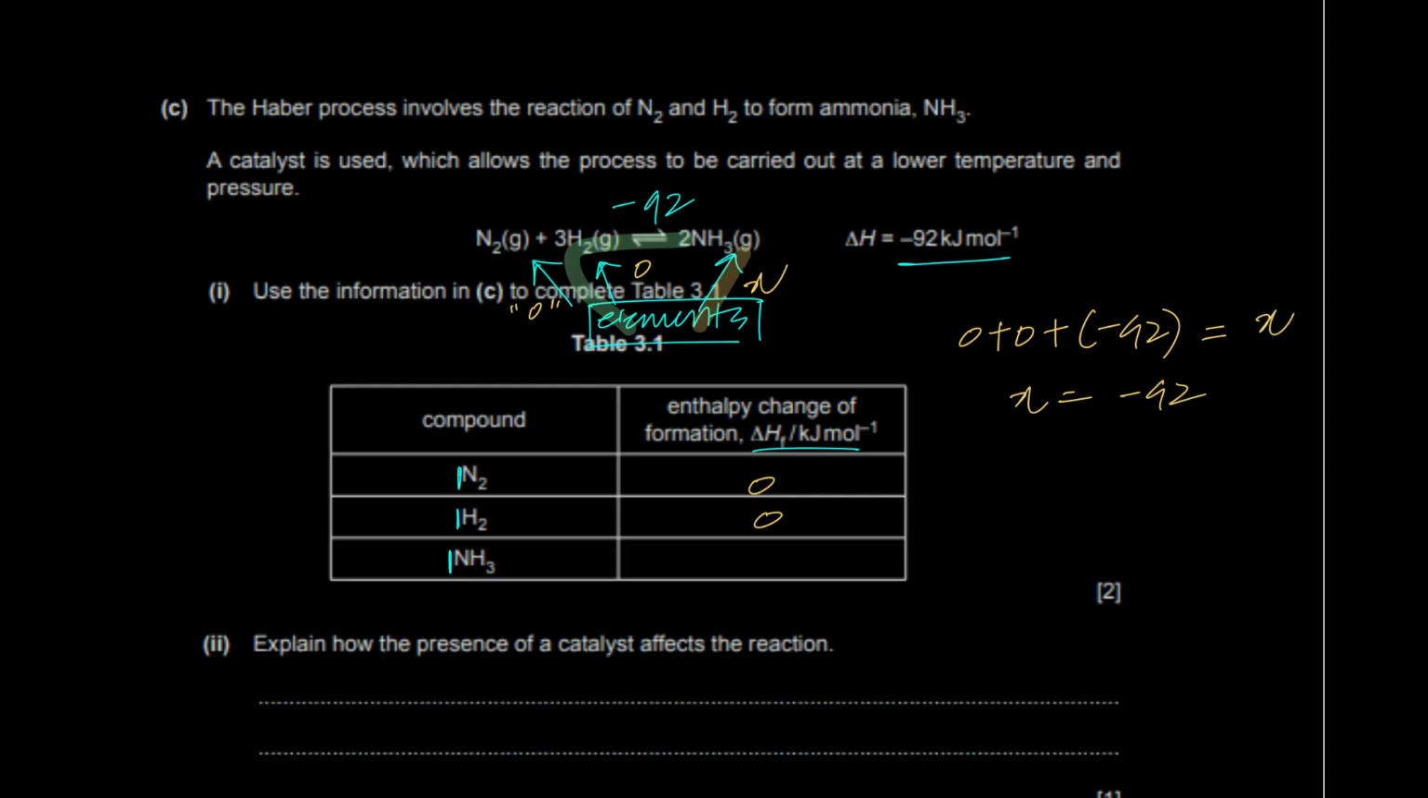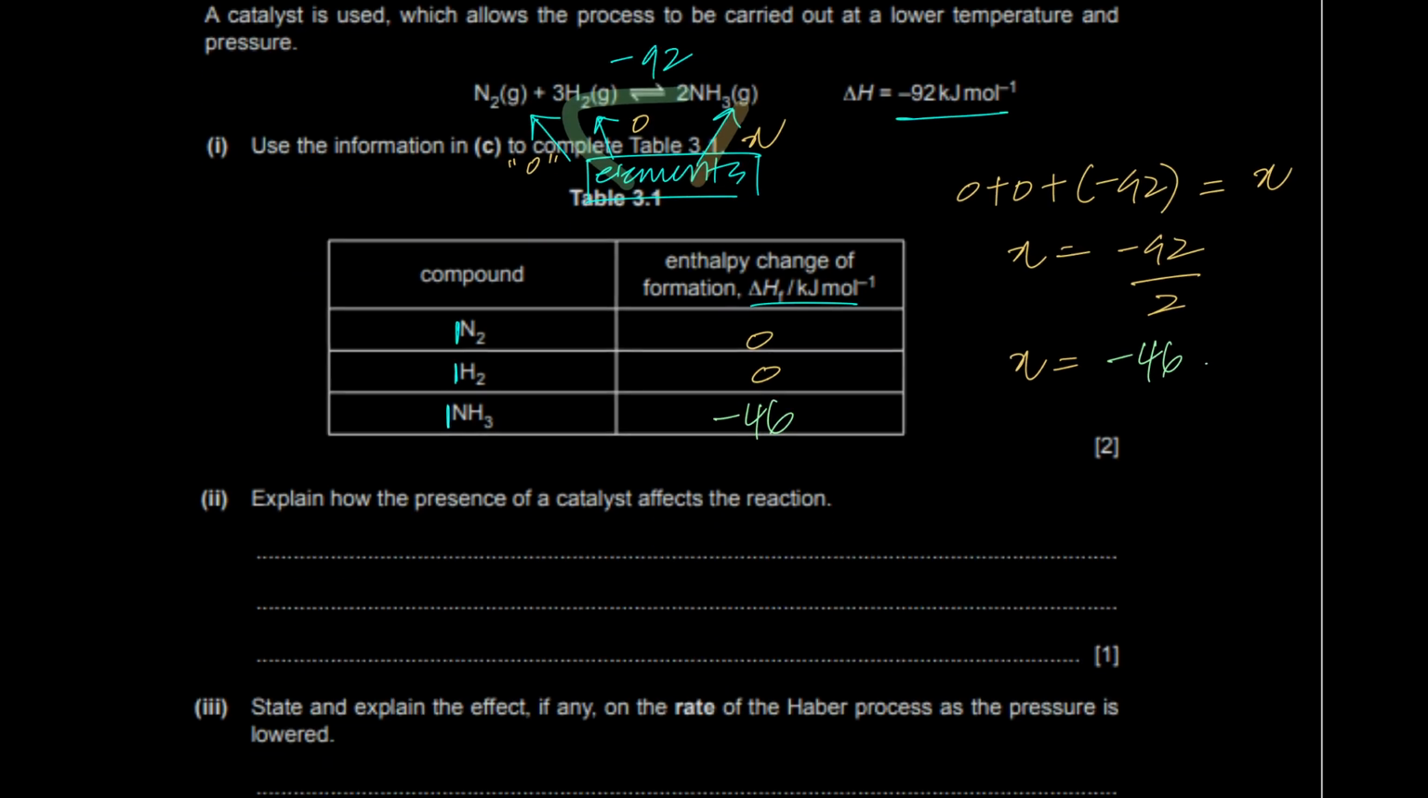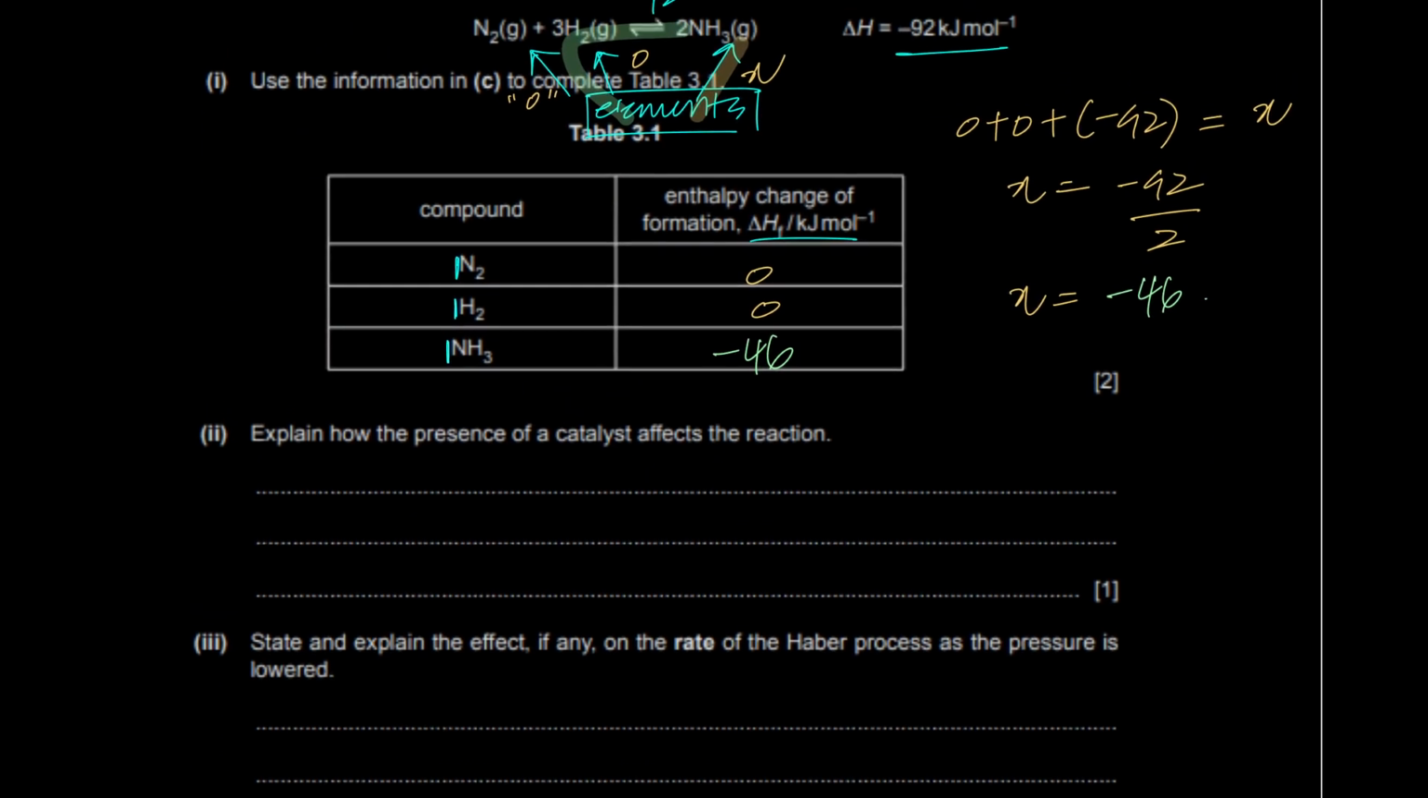But please understand, this X that you've calculated, this is when 2 moles of NH3 form. 2 moles. Delta H formation is for 1 mole of NH3 forming. So I'm just going to divide it by 2. X is equal to minus 92 divided by 2. It's minus 46. And here you go. Piece of cake, huh?